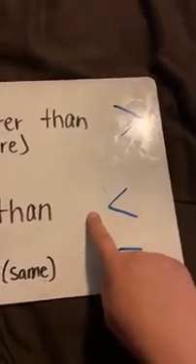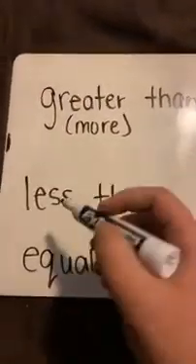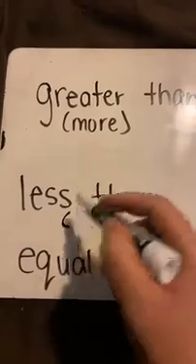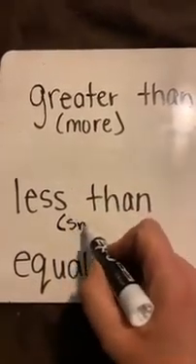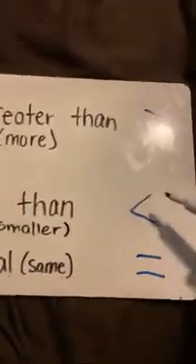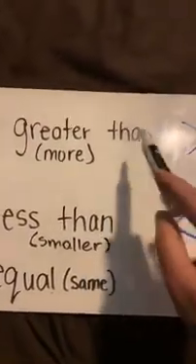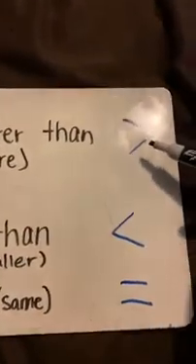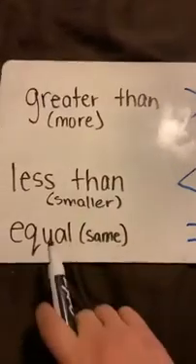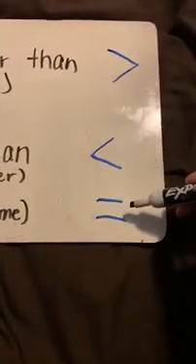Less than means smaller. So I'm going to add that on here. Less means smaller. Let me put that in here. Smaller. So if it's less than, it's pointing to the smaller number. If it's greater than, my alligator mouth wants to eat that bigger number. And then if it's equal, it means the same thing. I have the exact same amount. And I use this symbol.